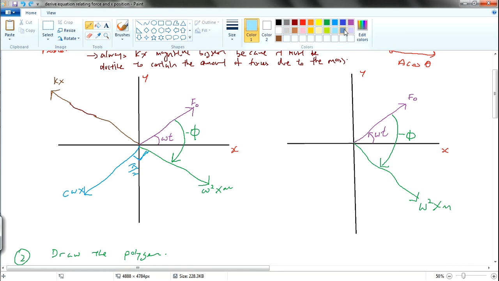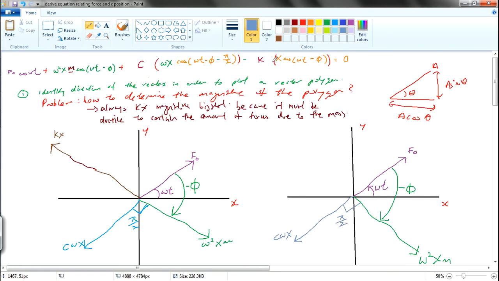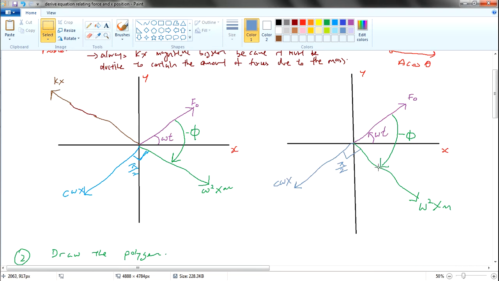Okay, maybe I should use a darker blue to explain why we are over here. cwx, x, and then this is pi over 2. And then lastly, for minus kx, okay, cosine omega t minus theta is this position, right?